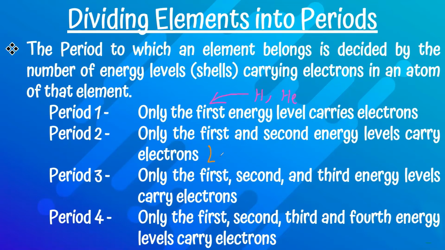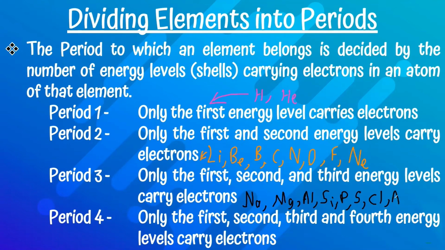Lithium, beryllium, boron, carbon, nitrogen, oxygen, fluorine, and neon are in the second period. In the third period, only the first, second, and third energy levels carry electrons. That means sodium, magnesium, aluminium, silicon, phosphorus, sulfur, chlorine, and argon. These elements are in period 3. At last, in period 4, only the first, second, third and fourth energy levels carry electrons: potassium and calcium.